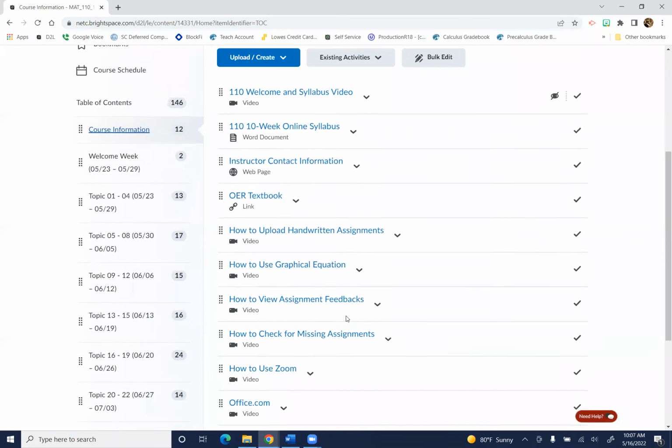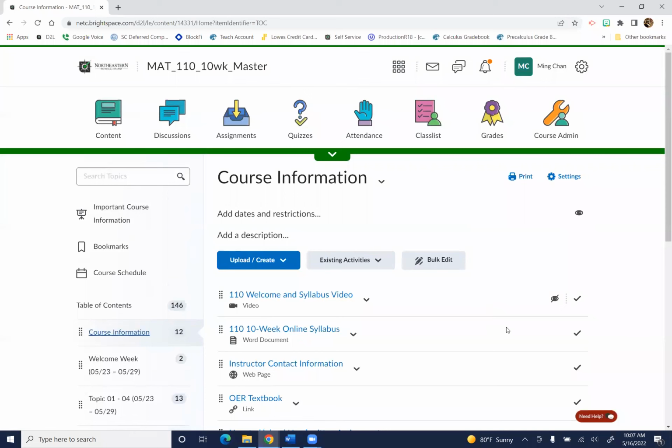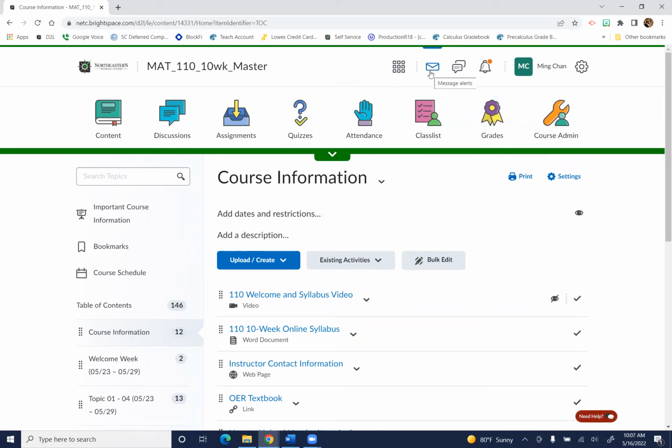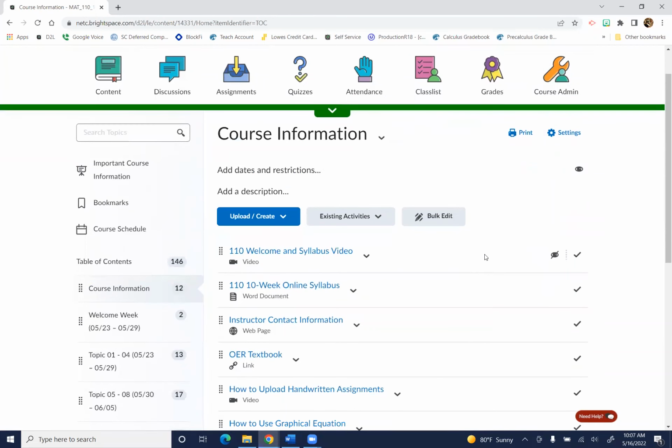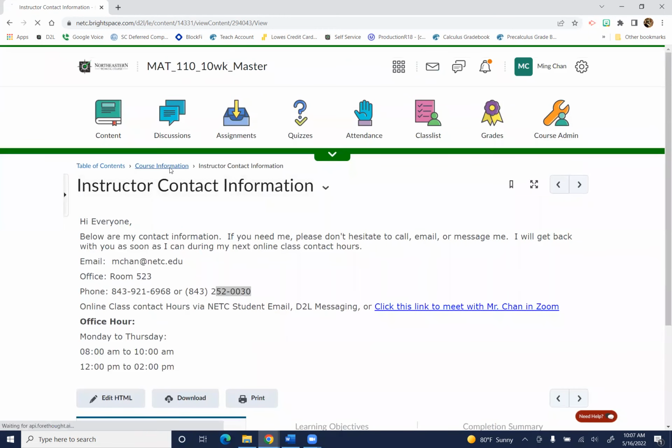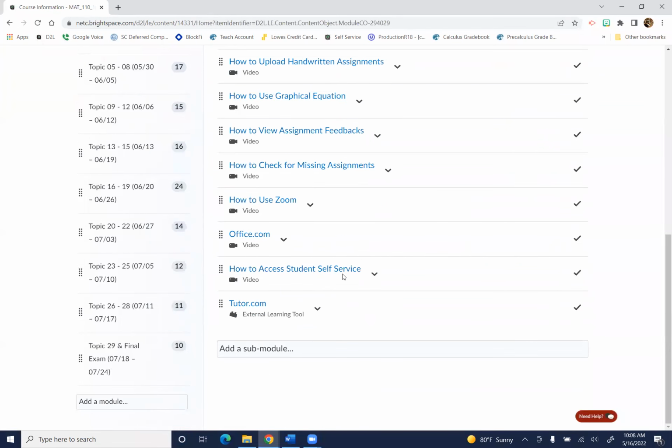As for communication in this class, my number one way to communicate with you is using the instant message in D2L, which is the envelope up here, and I will also email you as well. But the key communication is the D2L instant message and the email. There are other ways too: you can text me at my Google Voice number, which I have everywhere on the announcement page, or we can meet with each other in Zoom. This particular video shows you how to actually use Zoom.